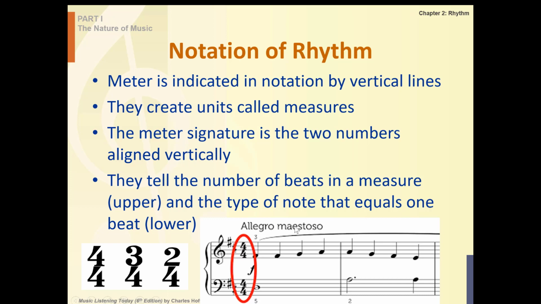The meter signature or time signature is the two numbers aligned vertically at the beginning of music. The upper number tells the number of beats in a measure. So that means 1, 2, 3, 4, 4 beats. And the lower number indicates the type of note that equals 1 beat, so it's the beat length. So 4 means quarter. So you will see 4 quarters in a measure.